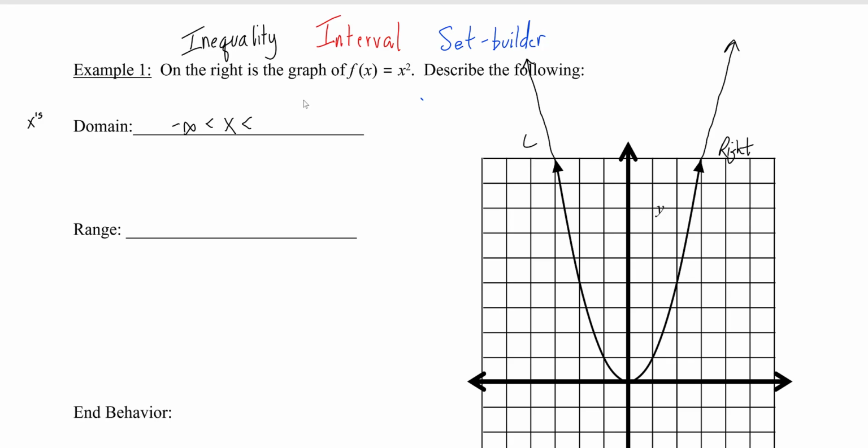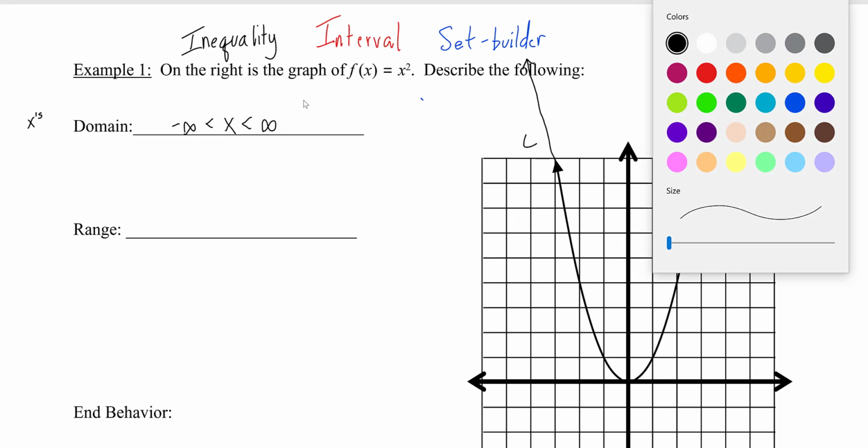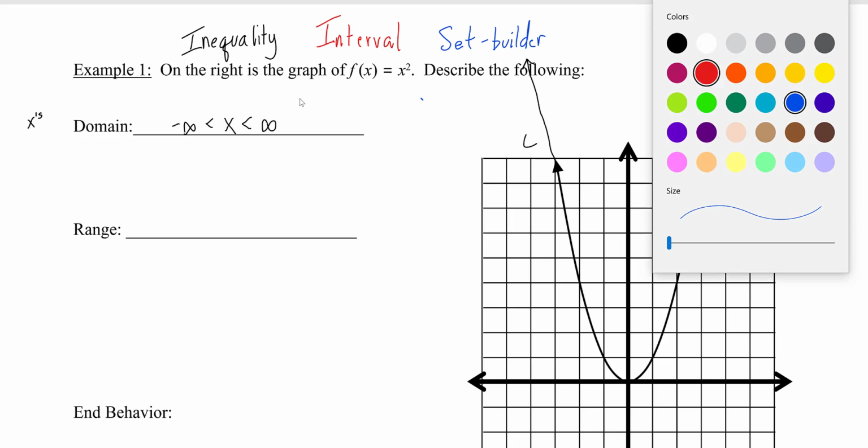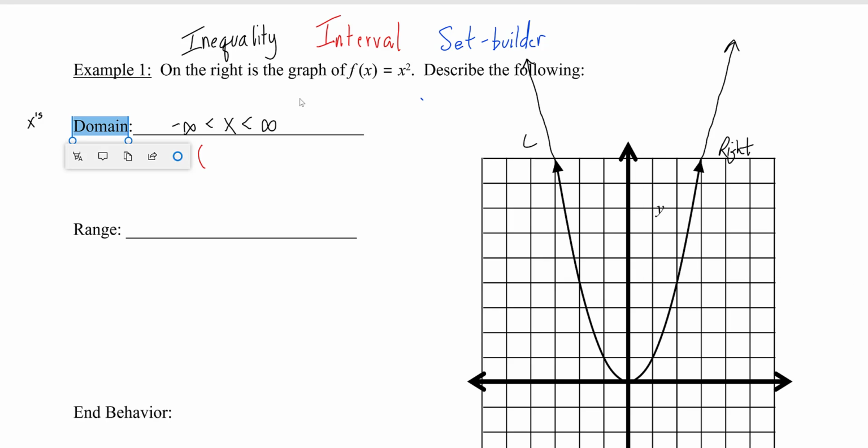So the domain is all x's greater than negative infinity and less than positive infinity. And of course, we don't have the or equal to symbol because you can't equal infinity. So that means in interval notation, we're going to use parentheses around negative infinity and positive infinity.